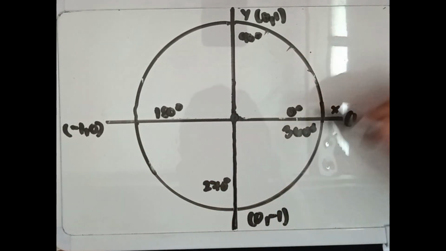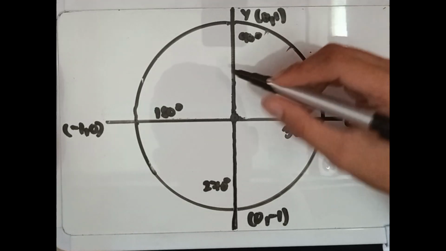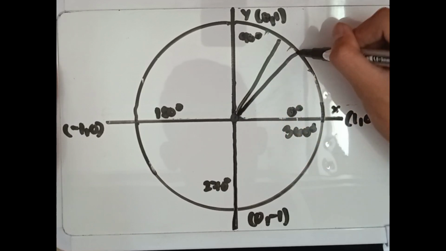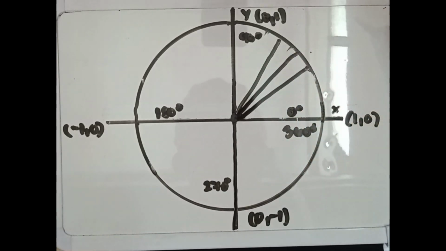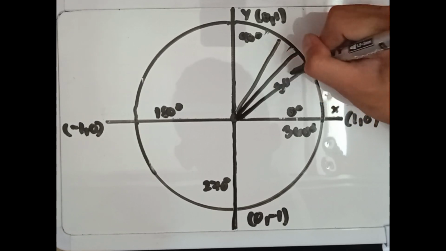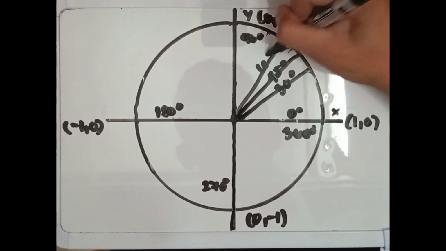So, after having these values, we will now move on to quadrant 1. Quadrant 1 has 3 angles. These 3 are the special angles. This is 30 degrees, 45 degrees, and 60 degrees.